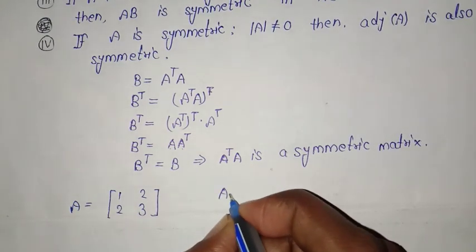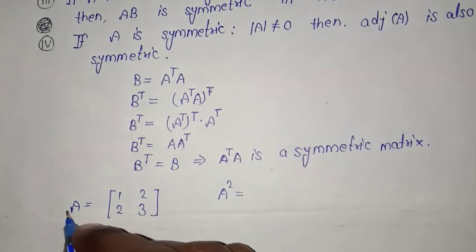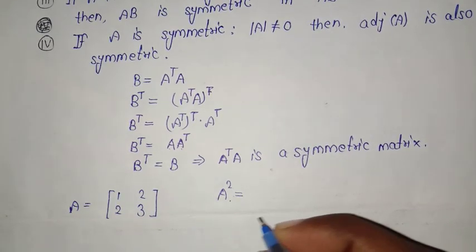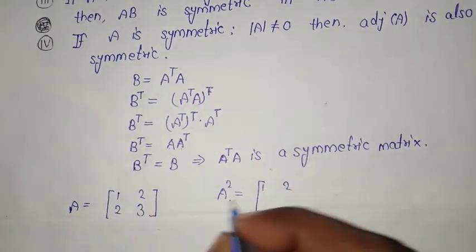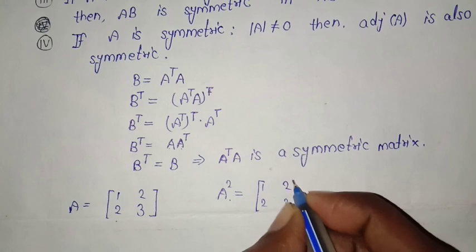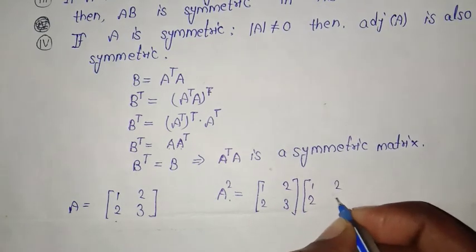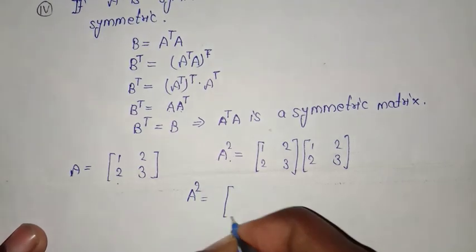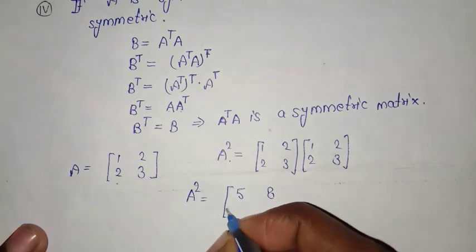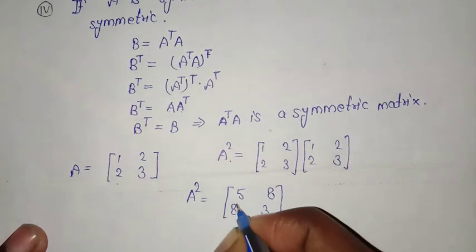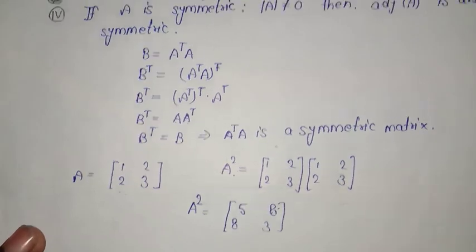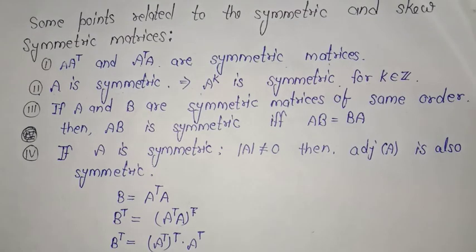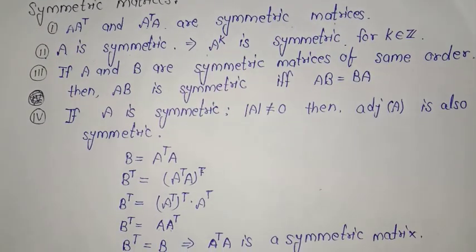So if we find the value of A square, this is the integral power of A. If it is symmetric, then we can say that our second statement also holds. So let's multiply the given matrix with the same matrix. After taking multiplication, we get 5, 8, 8, 3. Again, this is a symmetric matrix. So we can say from here that if A is symmetric, then every integral power of the symmetric matrix is again symmetric.